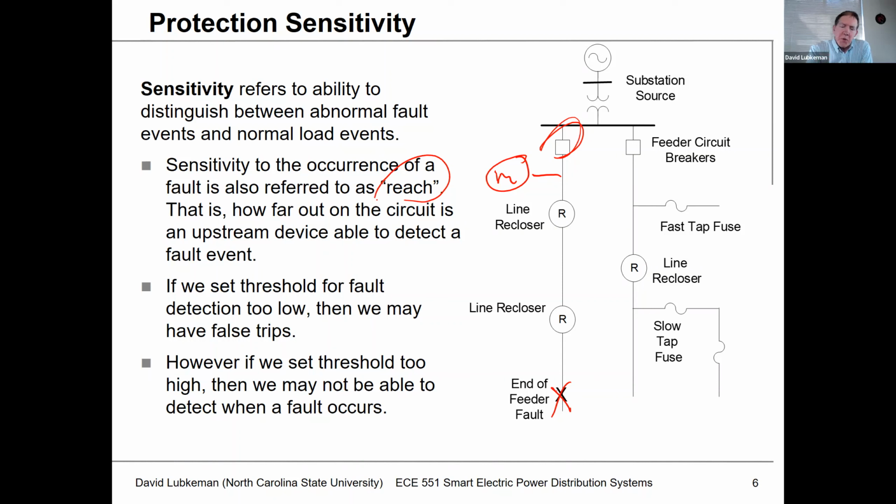To the extent we can, we want to avoid false trips in the circuit. But the problem we run into is that if we set the threshold too high, we may not see certain types of faults, right? So this is really the challenge associated with sensitivity: being able to tell the difference between fault events and what would be normal load changes.